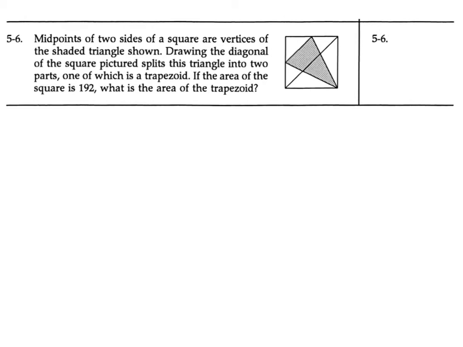Alright, so this is problem 6 from problem set 3, and it says the midpoints of two sides of a square are vertices of the shaded triangle shown. Drawing the diagonal of the square pictured splits this triangle into two parts, one of which is a trapezoid. If the area of the square is 192, what is the area of the trapezoid?